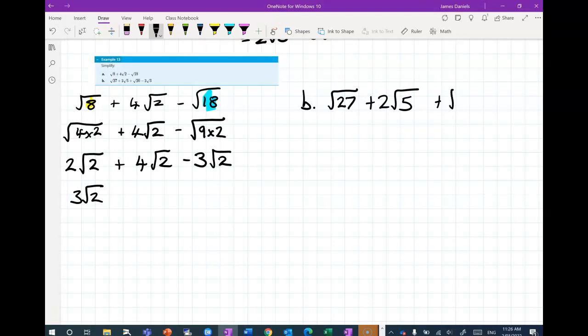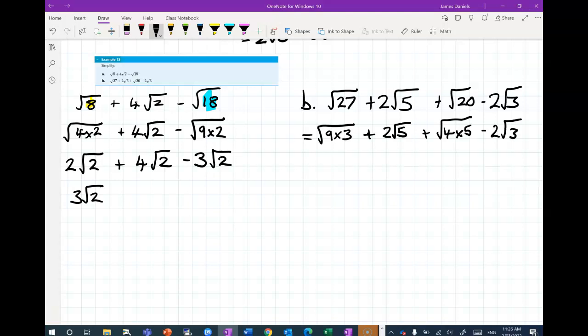Two root 5 plus the square root of 20 minus 2 square root 3. Now going along, I might need to do some simplifying and I'll look for the largest square number that will go in. So 27 I can write as 9 times 3. 2 root 5 is already simplified. 20 can be broken up into 4 times 5, 4 being the square number, and 2 square root 3 is already simplified.